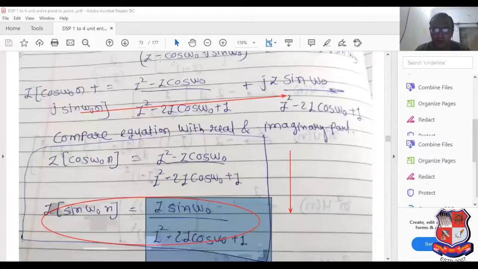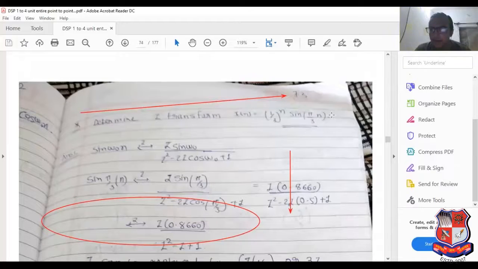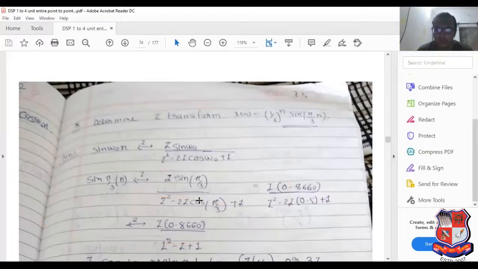Now, next point: determine the z transform of x of n equal to 1 by 3 raised to n sine pi by 3n. So sine omega 0 n equals z sine omega 0 divided by z square minus 2z cos omega 0 plus 1. So put omega 0 equal to pi by 3. So z sine pi by 3 divided by z square minus 2z cos pi by 3 plus 1. So we can get z into 0.8660 divided by z square minus z plus 1.